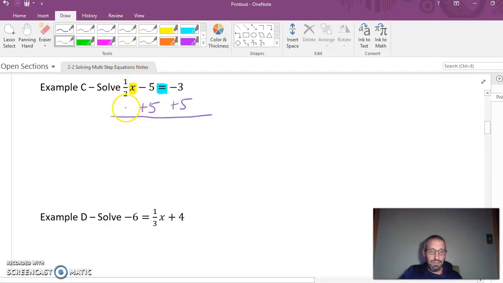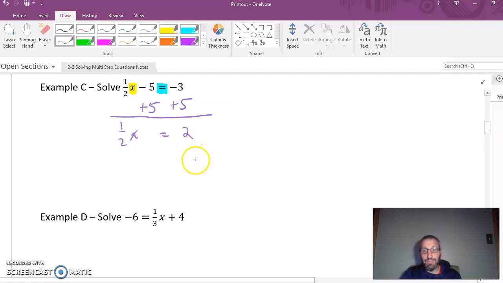We've got nothing to combine with 1/2 x. It's right there. Negative 5 plus 5 is 0. Or minus 5 and plus 5, that combines together to be 0. Let's see, negative 3 and positive 5, when we combine these, this is a subtraction problem. So 5 minus 3 is 2. And there are 5 positives, so they win the battle over the negatives, so our 2 is going to be positive there.